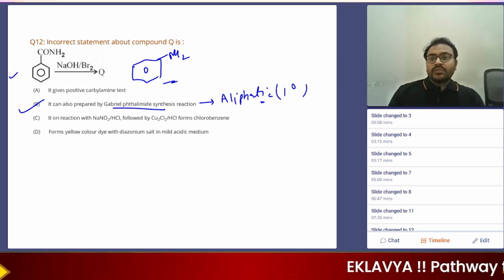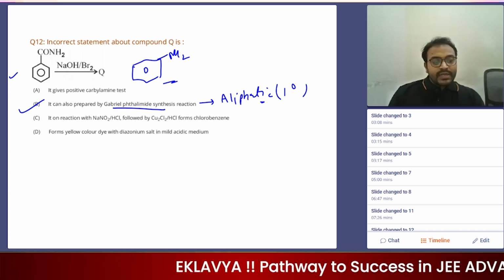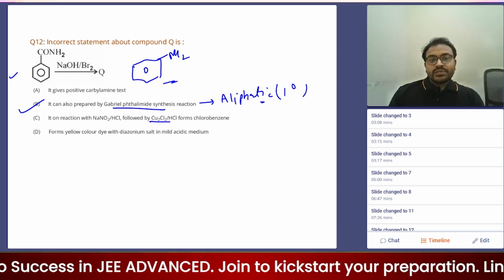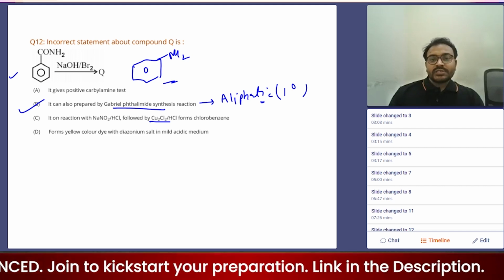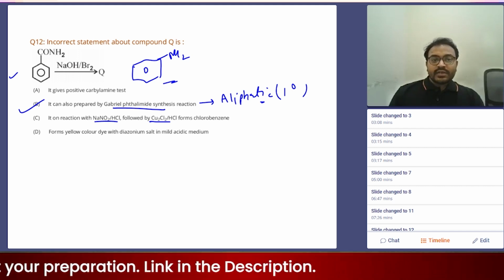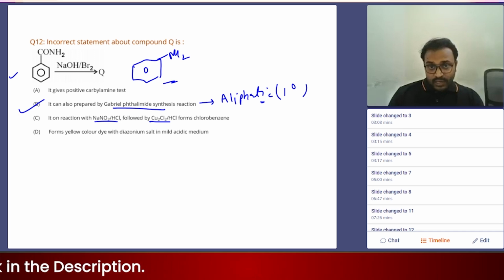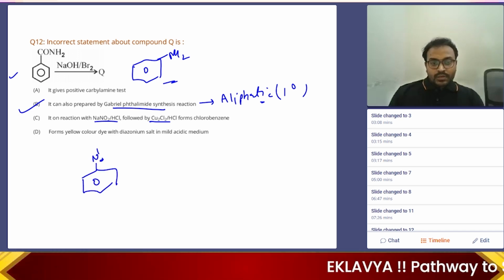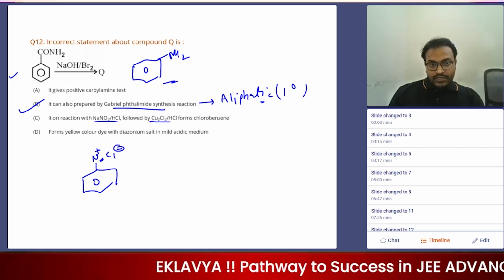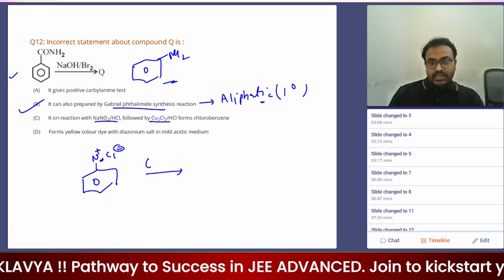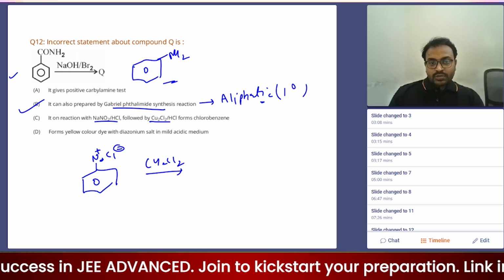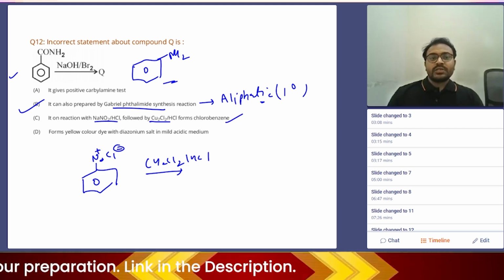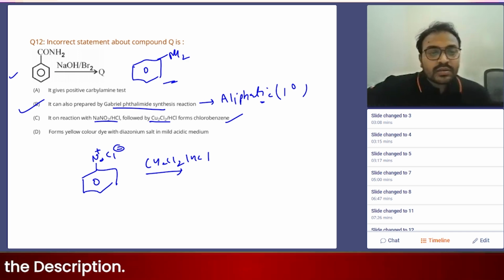Okay, and this aromatic amine, aniline, on reaction with NaNO2 followed by Cu2Cl2, that is a Sandmeyer's reaction, and we know that first we'll get the diazonium salt, N2+ Cl-. So this diazonium salt on further reaction with Cu2Cl2/HCl converts into chlorobenzene. So this third option is also correct.